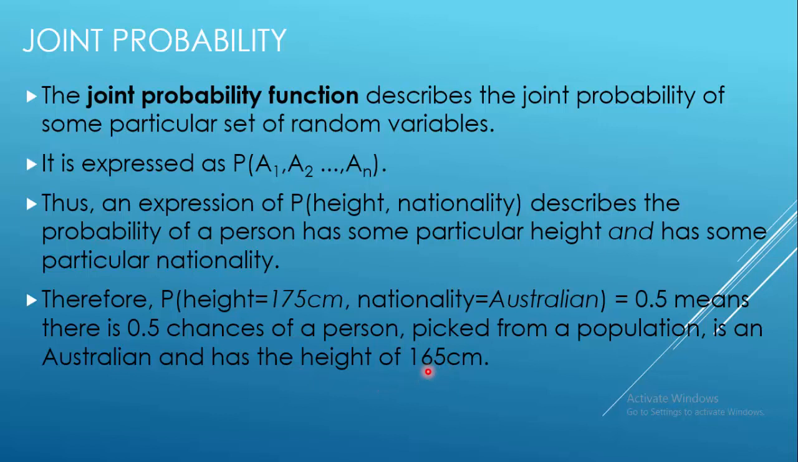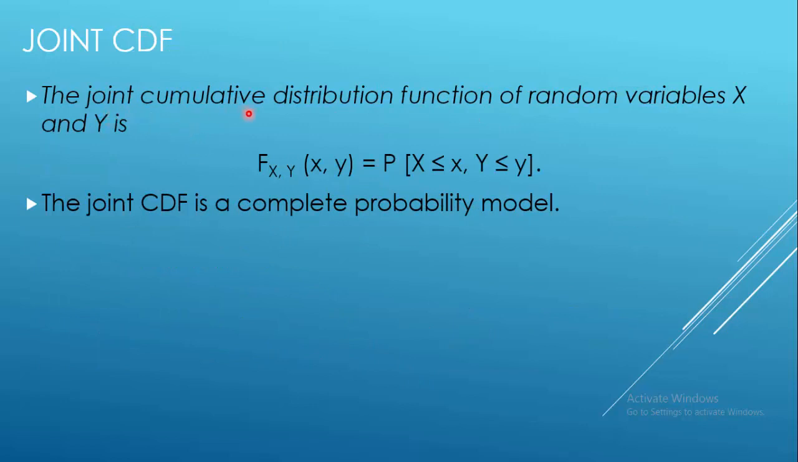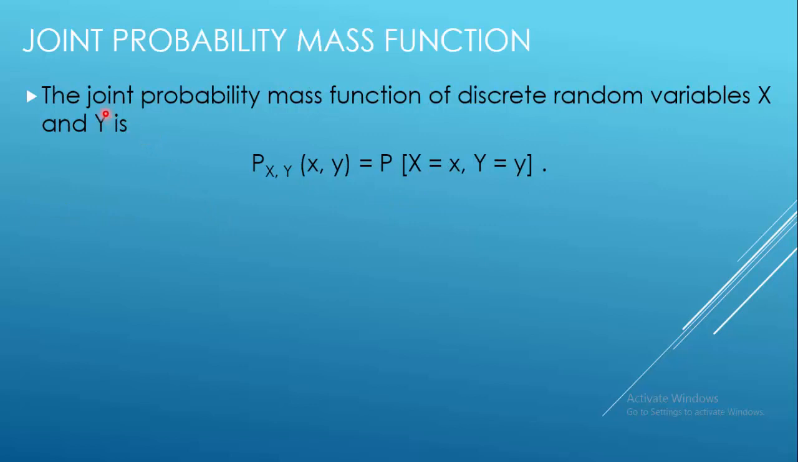Actually it should be 175 centimeter. So the joint cumulative distribution function of random variables X and Y is given as P(X ≤ x, Y ≤ y), where X is less than or equal to small x. The joint CDF is a complete probability model. The joint probability mass function of discrete random variables X and Y is P(X = x and Y = y).